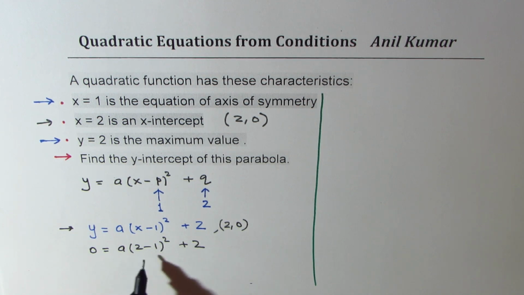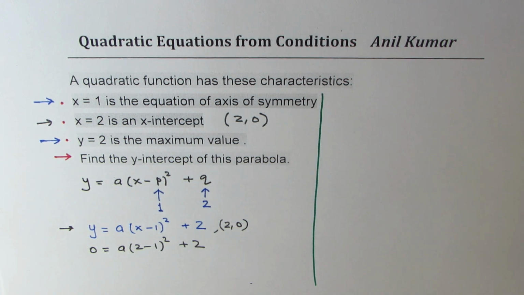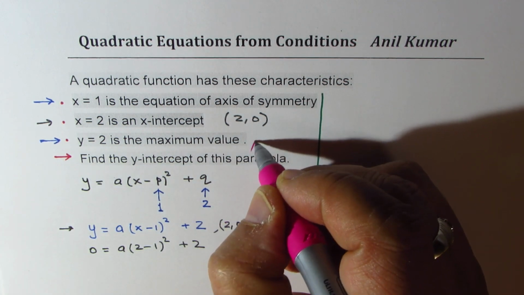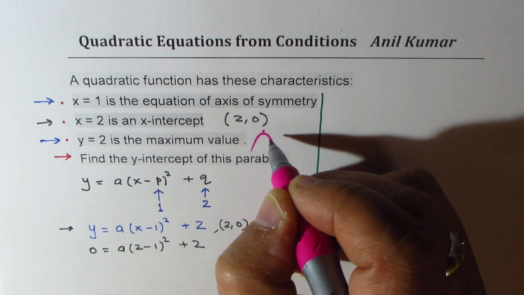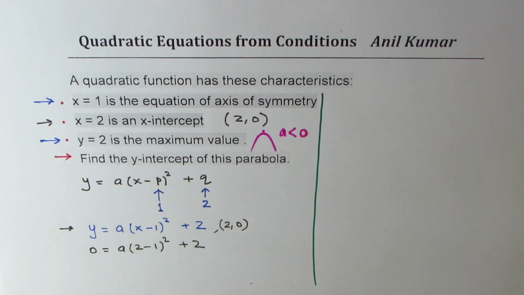So let's rewrite and rearrange whatever we have done to this point. Now another important thing here is to understand that we have a maximum. So that means the graph of the parabola is going to be kind of like this. So we are expecting a to be less than 0, right? A negative value. So that's kind of a key to understand if our solution is correct or not.